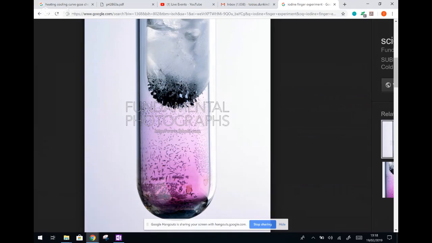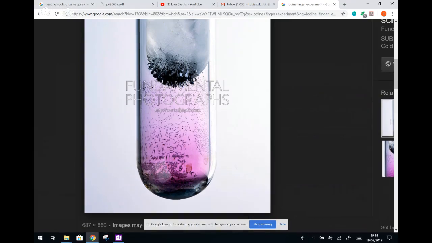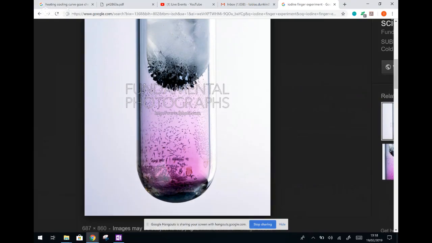I have an outer boiling tube. Now, do remember that boiling tubes are not the same as test tubes. Test tubes are the skinny ones. Boiling tubes are the large ones, and they're designed to be heated. They're made of a different type of glass, which is called Pyrex, rather than test tubes, which are made of soda glass. But the iodine is the black solid at the bottom. They've warmed it, and it's turned into the purple vapor, which you can see.